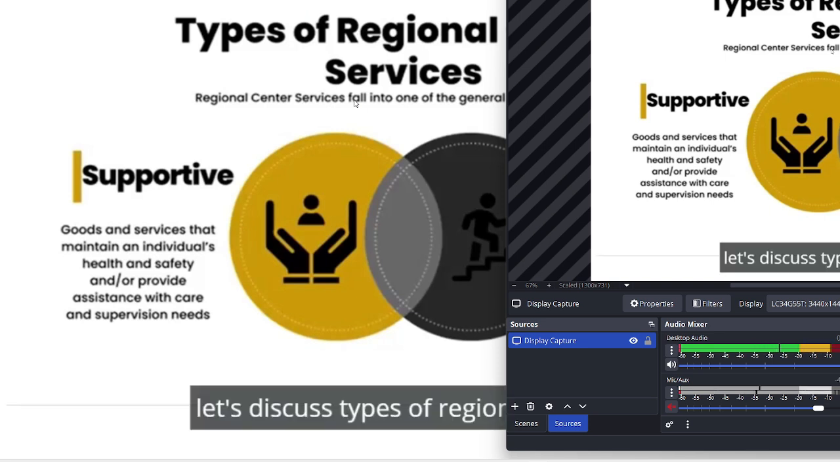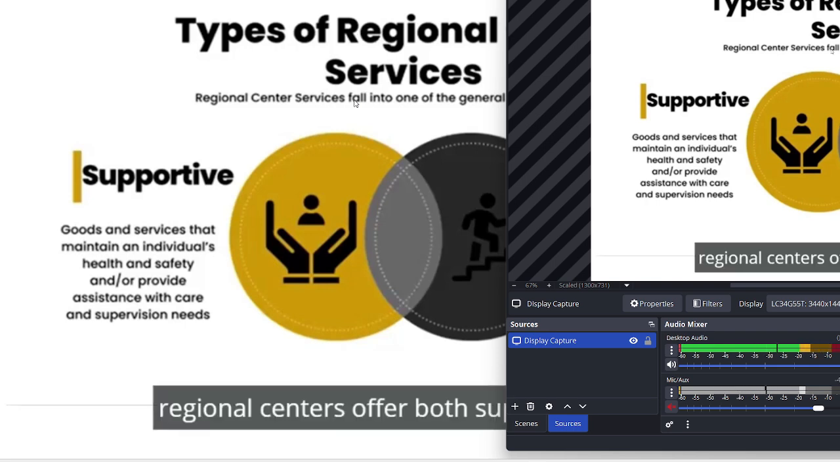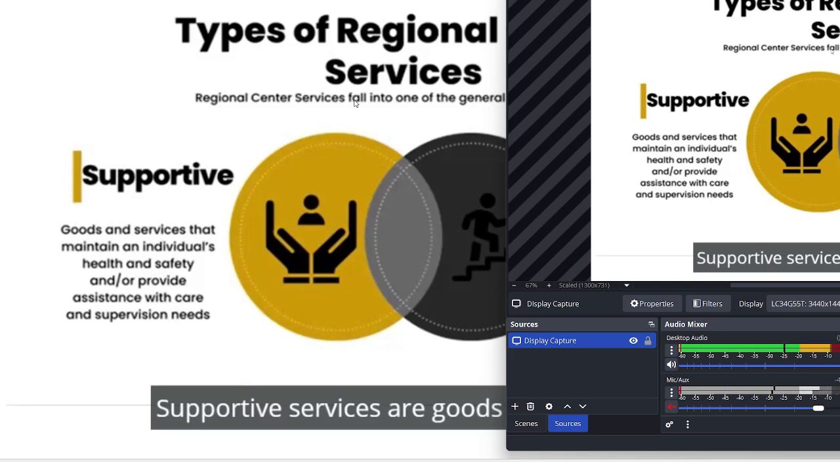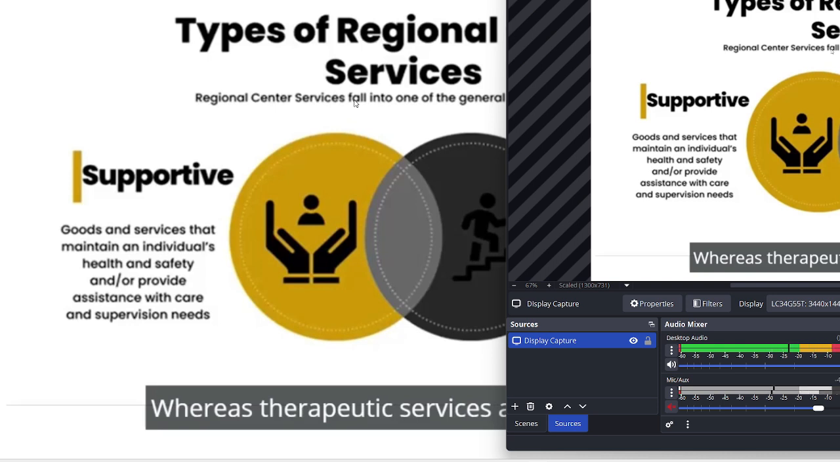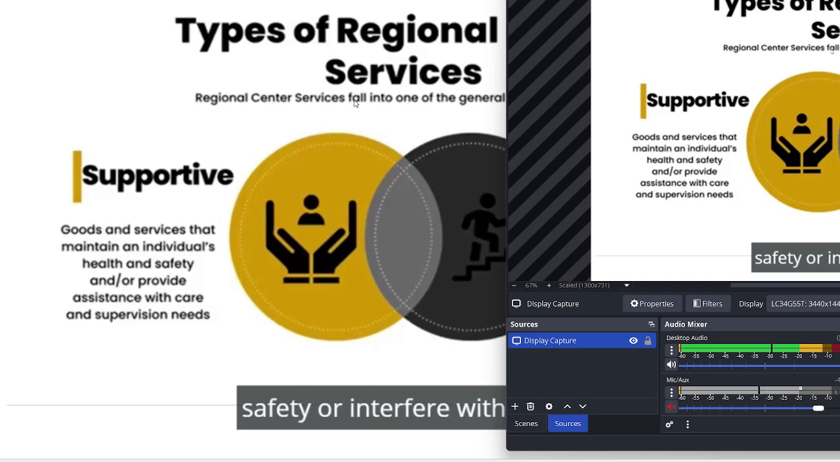To begin, let's discuss types of regional center services. Traditionally, regional centers offer both supportive and therapeutic types of services. Supportive services are goods and services that maintain an individual's health and safety and/or provide assistance with their care and supervision needs. Whereas therapeutic services are outcomes-based services that aim to improve an individual's independence with critical life skills and/or reduce challenging behaviors that pose a risk to health and safety or interfere with daily functioning.